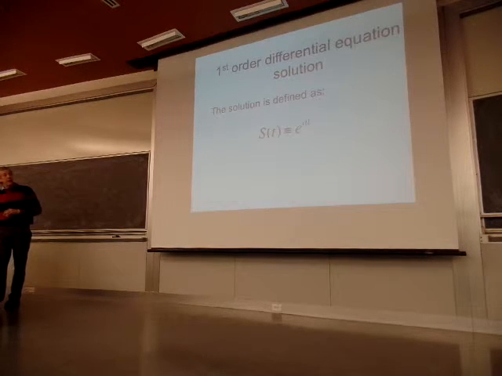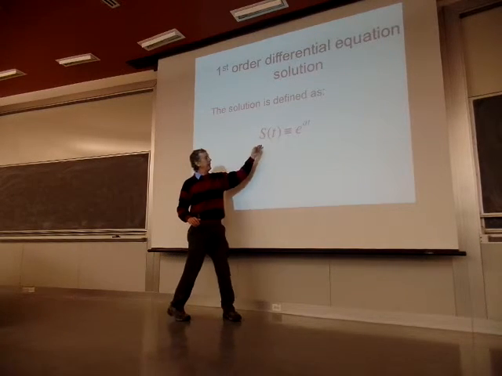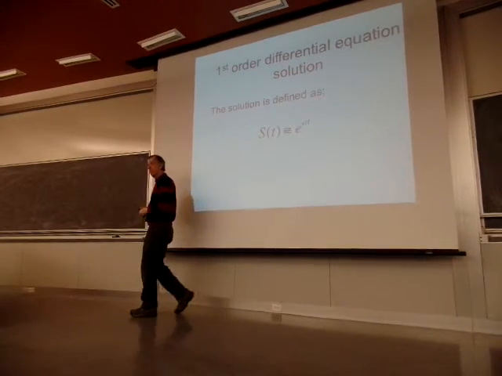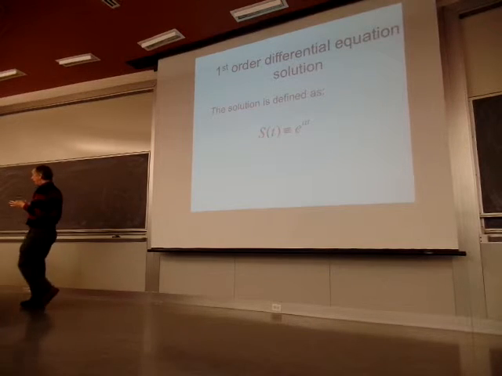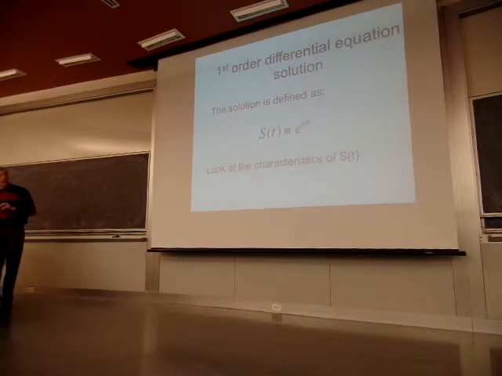So I could define this solution, called S of t, as simply e to the At. All right, think of this as a first order differential equation. This is a 1-by-1 matrix. All right? So we have it. Well, what do we know about the characteristics of e to the At?